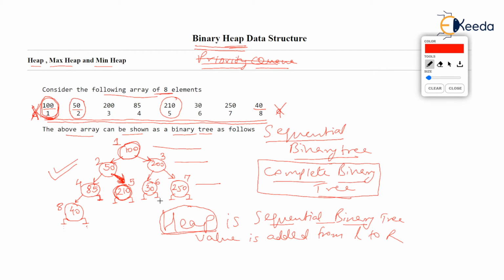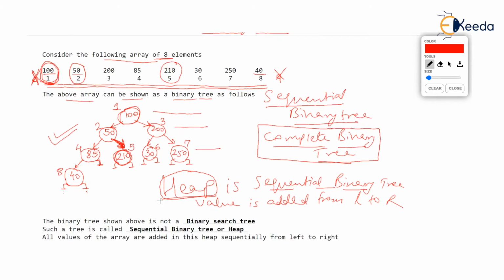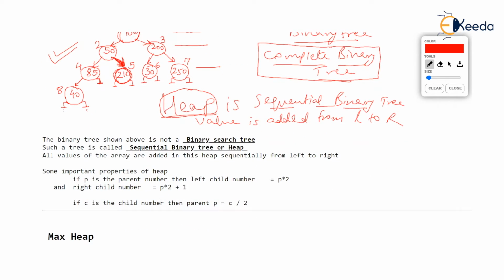All right then. So let's read a few definitions. The binary tree shown above is not a binary search tree because we have not stored using the usual ordering of less than, greater than. Such a tree is called a sequential binary tree, and that itself is called a heap. All values of the array are added in this heap sequentially from left to right. So that's why it is known as a sequential binary tree.